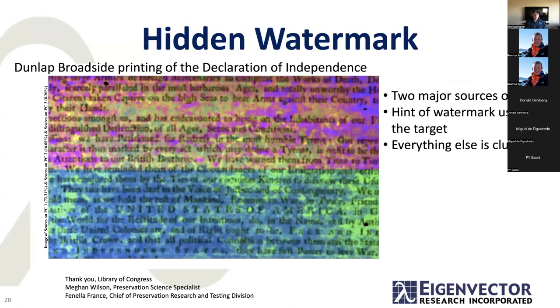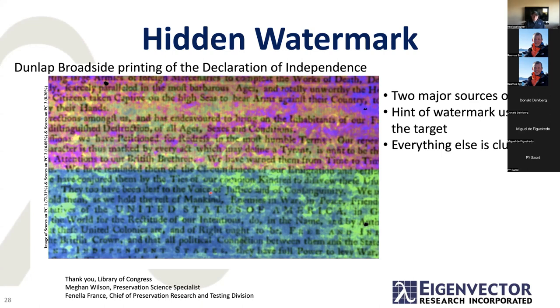Let's see. Here's another example. This is a Dunlop broadside printing of the Declaration of Independence, and we got this from the good folks at the Library of Congress. You can see it, we've got one color here, one color here, and a PCA plot or image of these guys. You see two major sources of clutter. It just looks like a big mess in there.